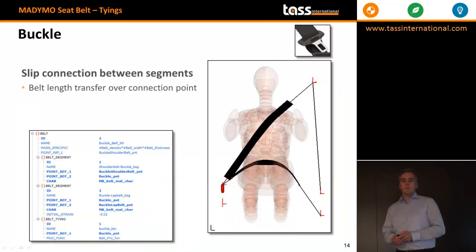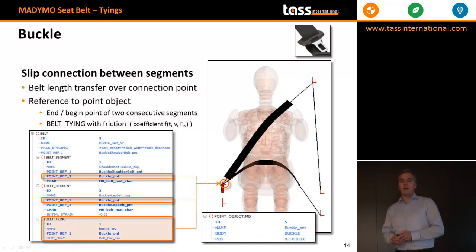The buckle can be modeled in the same way as a D-ring. Again, this is a slip connection between two multi-body segments. In a similar way, you use belt tying to define your friction, the friction against the slip of the multi-body segments.